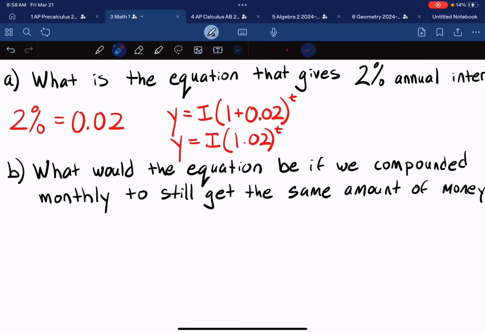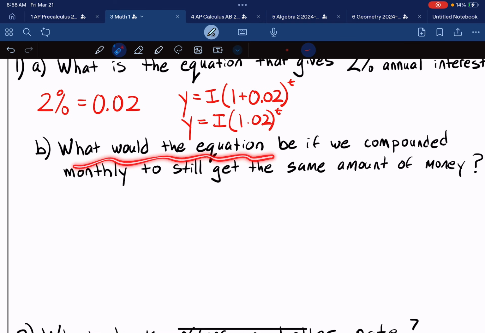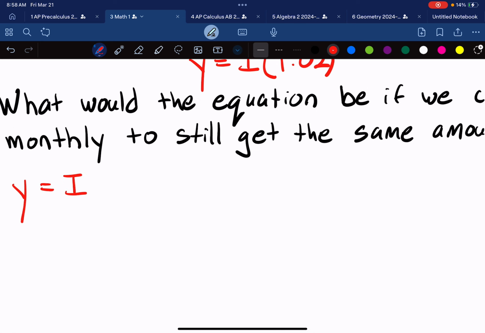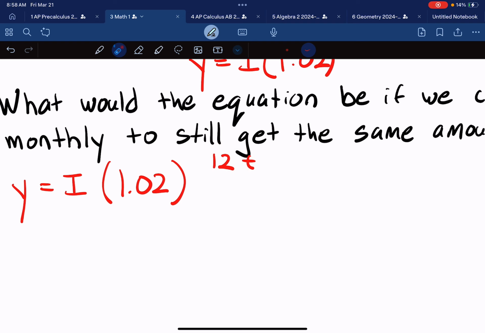Okay, so now we want to convert that equation. What would that same equation be if we compounded monthly as opposed to annually, and we still want the same amount of money? So again, I would do kind of the same thing I did before. I would say y is equal to some initial value that I'm just going to call I for now, multiplied by 1.02. I don't want it to the power of t, I want it to the power of 12t. But I can't do just willy-nilly a power of 12. I need to also divide by 12. So I'm going to have the 1/12 over here.